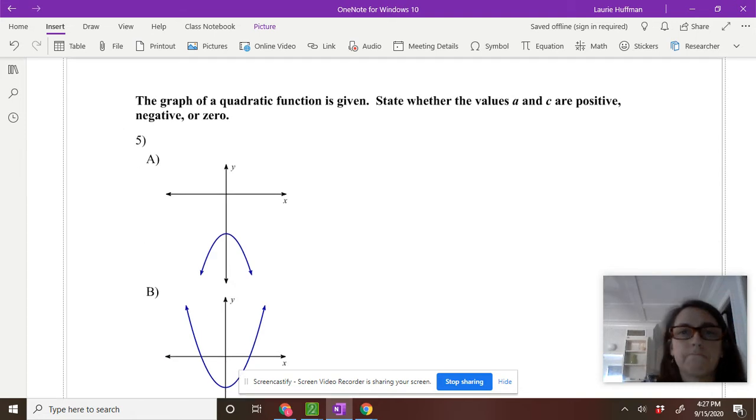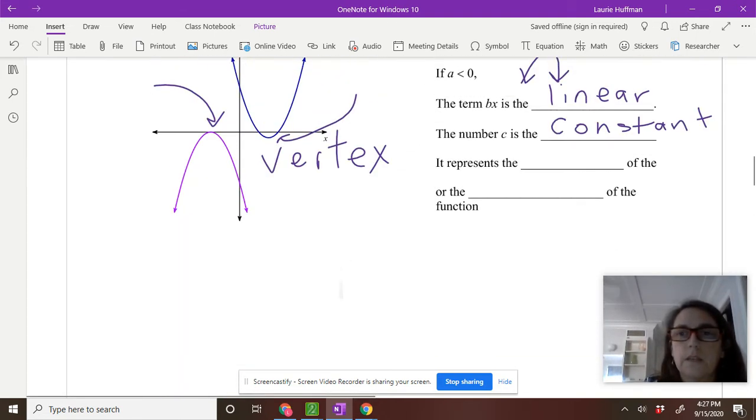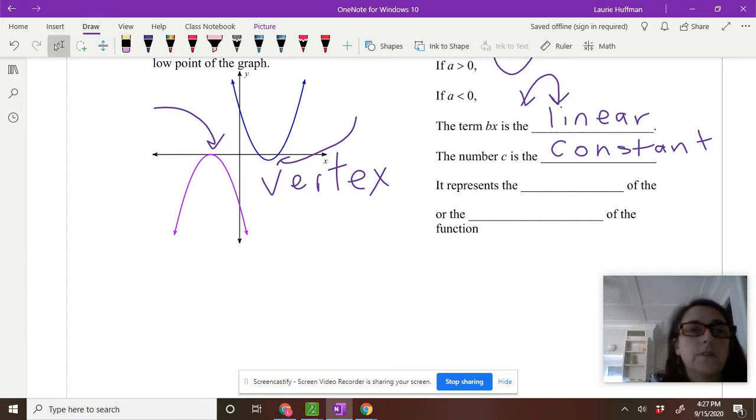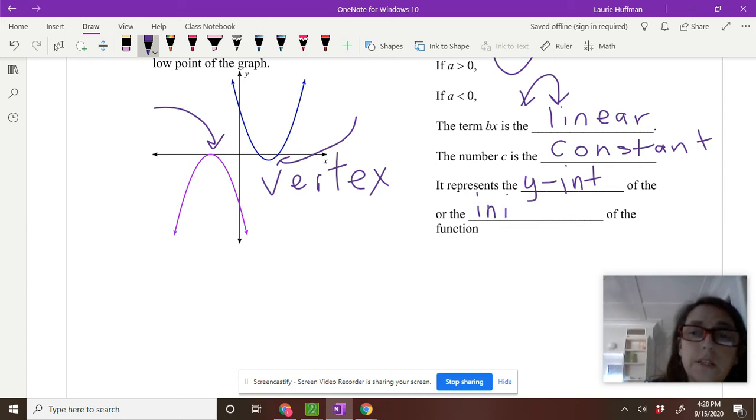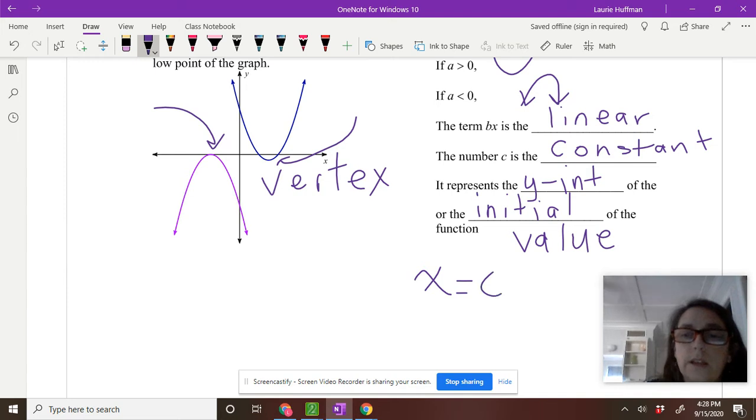Also, c has another interpretation: c represents the y-intercept. So if I know the number c, I know where the graph crosses the y-axis. We're going to see a little bit later that it's also called the initial value. The reason it's the initial value is because the way you find the y-intercept is you let x equal 0. So the number c in a particular quadratic equation is the number you would get if you let x equal 0, and it gives you the y-intercept.